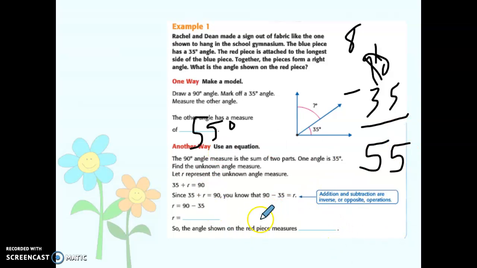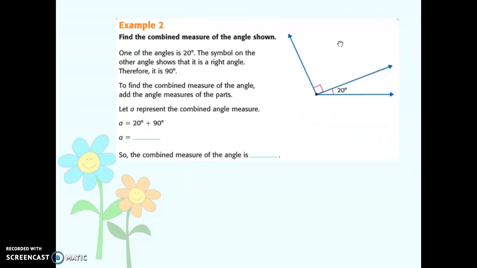The only difference is that we've written out an equation here and we're solving it without drawing a picture. But it's the same concept. Either way is fine with me.